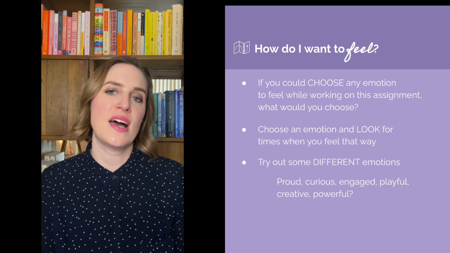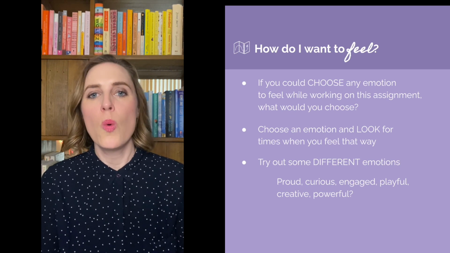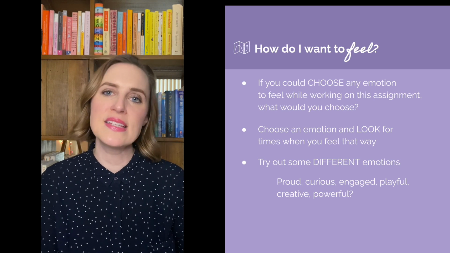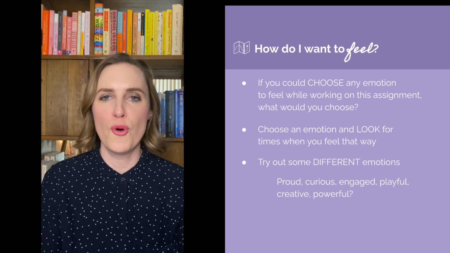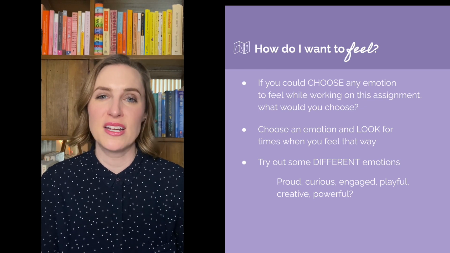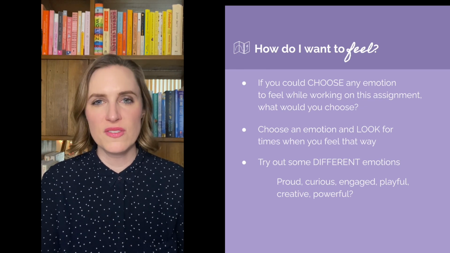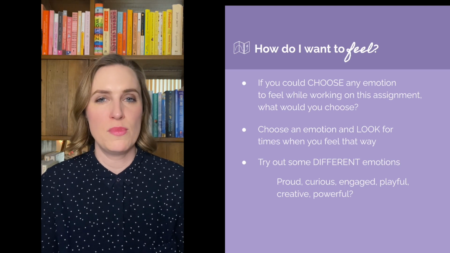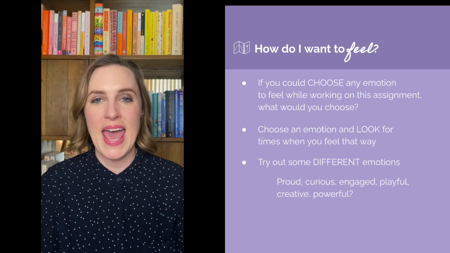So think about the times when you feel those emotions. What are you thinking? And practice thinking those thoughts before you start on your writing assignment. And they can help to not only get that activation energy, but they can cultivate this sense that you can bring that emotion up for you at any moment, at any time.